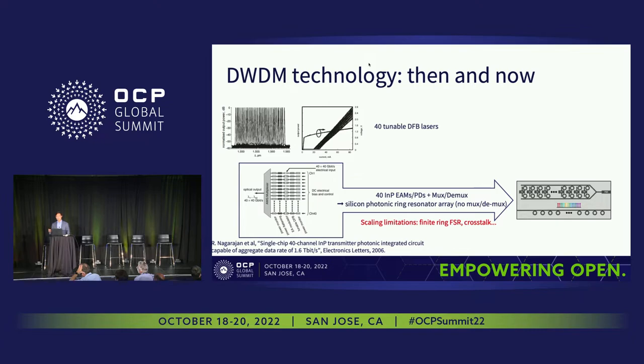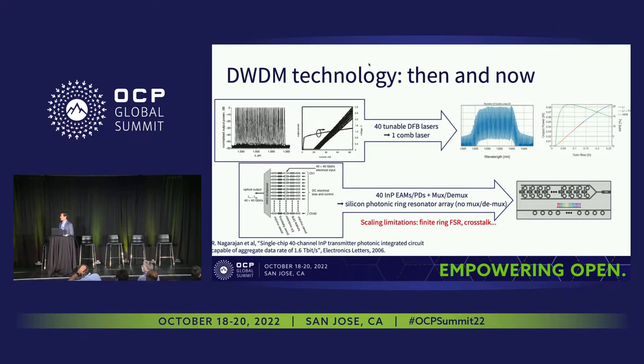And so DWDM silicon photonics using micro rings seems like a promising technology for us to be able to shrink the PIC side down. Instead of having to use EIMs or PDs with a mux and demux, we can just replace that with a single bank of micro rings, and the wavelength selectivity is embedded in there, so we can get rid of the mux and demux, and it's compact and it's on silicon, so that's nice.